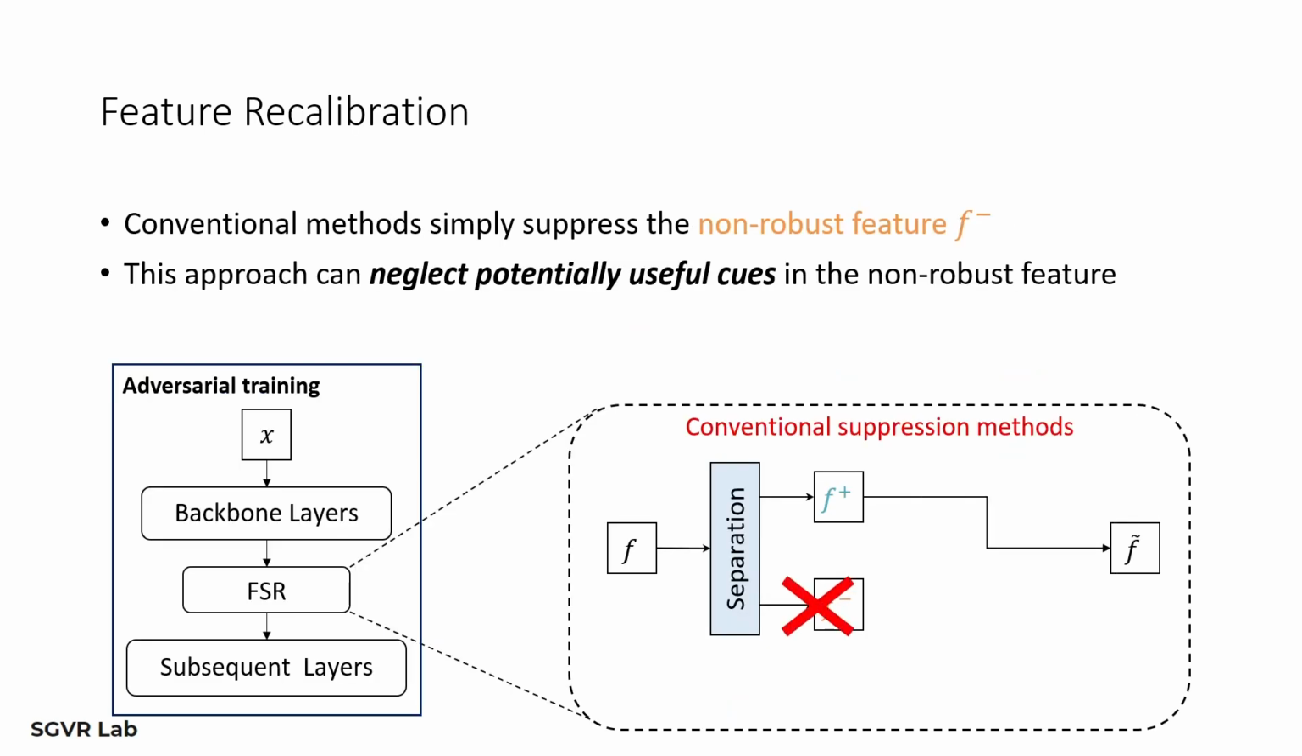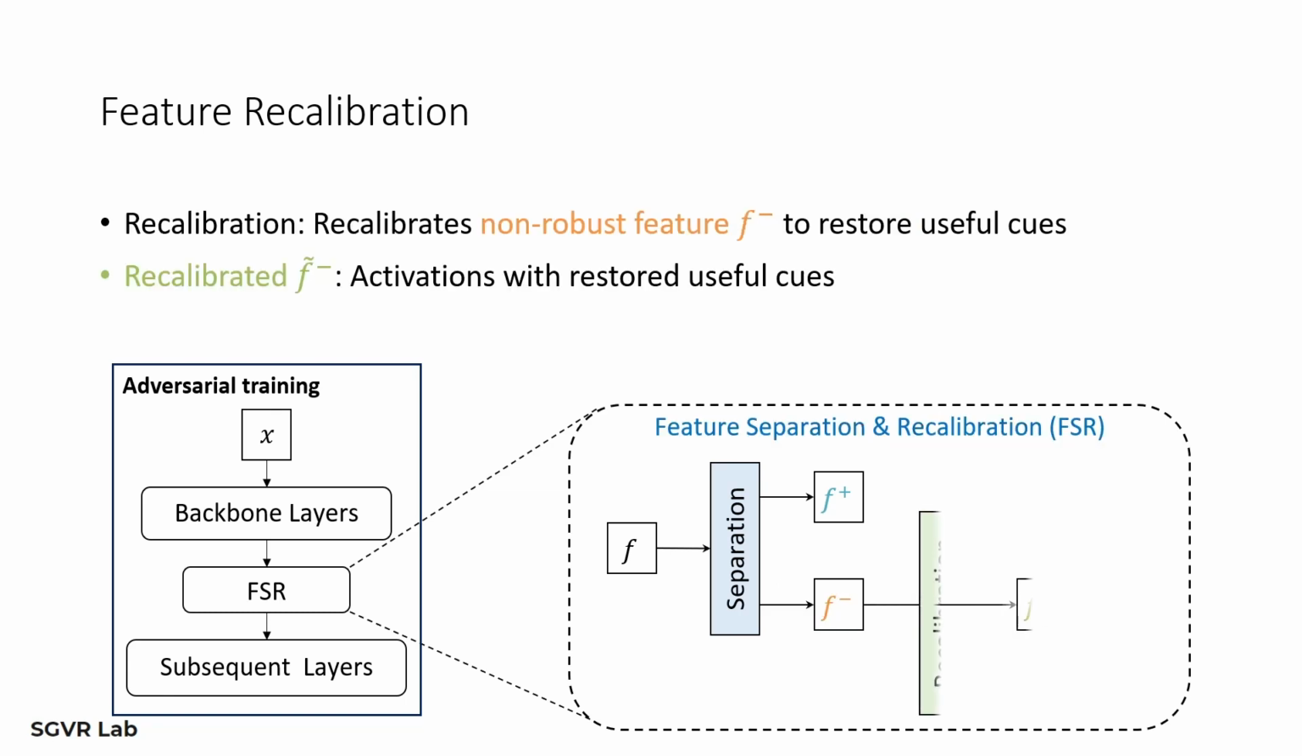Based on the separated features, conventional methods simply suppress these non-robust activations. This approach can neglect potentially useful cues in these activations, which will degrade the model's ability to make correct predictions. Thus, based on the extracted non-robust feature, we propose to instead restore useful cues from these disrupted activations through recalibration.